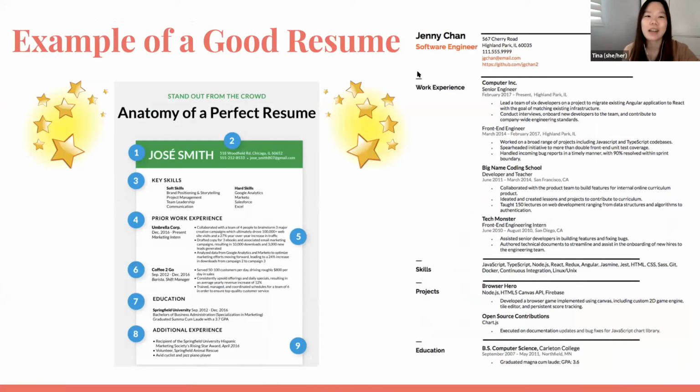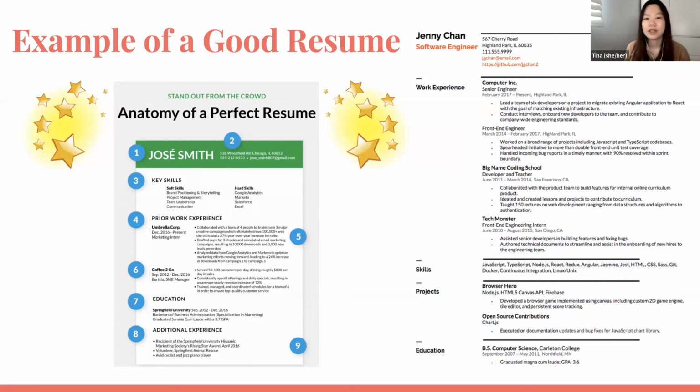So right here, I have two examples of a good resume. On the very left is actually a resource from Glassdoor, shout out to Glassdoor, because there's plenty of resources on glassdoor.com on how to format your resume. As you can see, at the very top, number one, you want to include your name. Number two, include your contact information. Make sure that the person reading your resume can easily contact you.